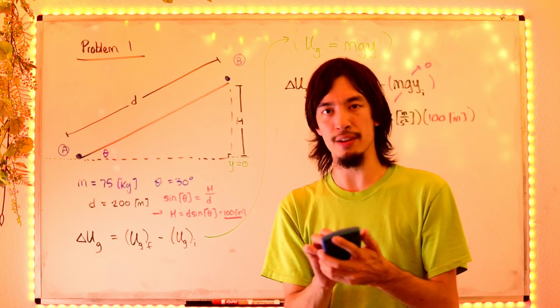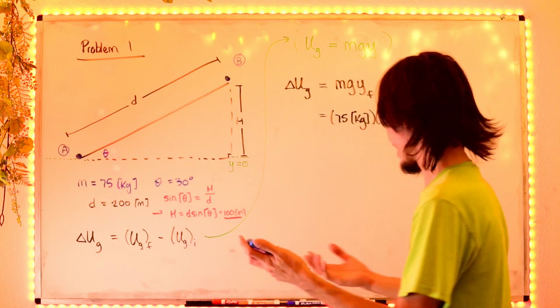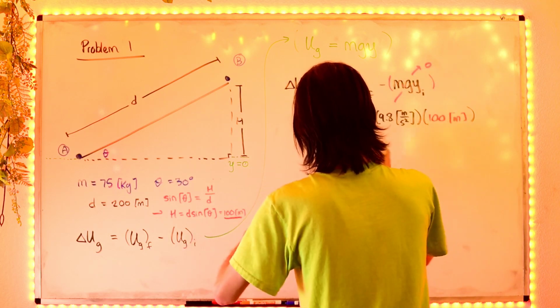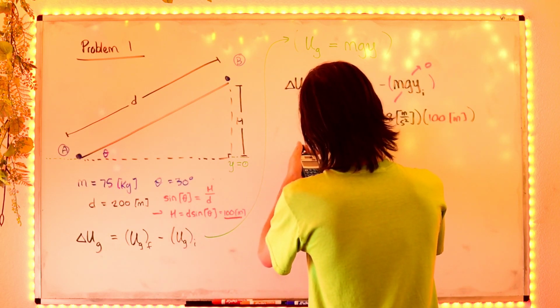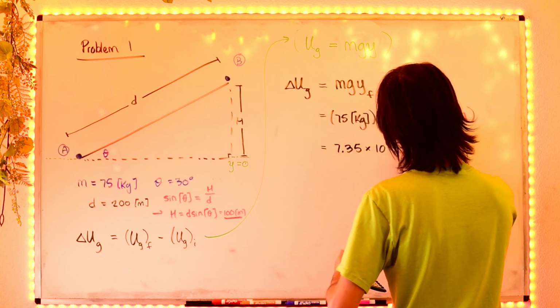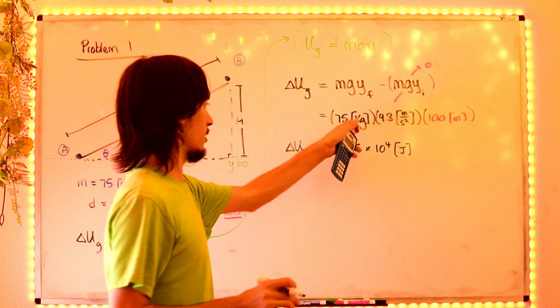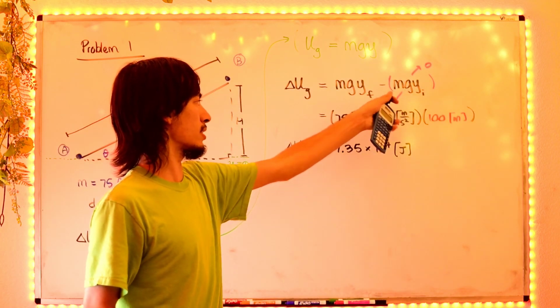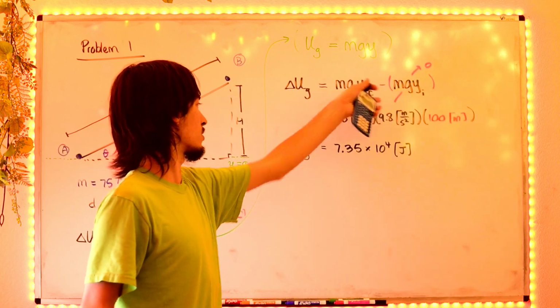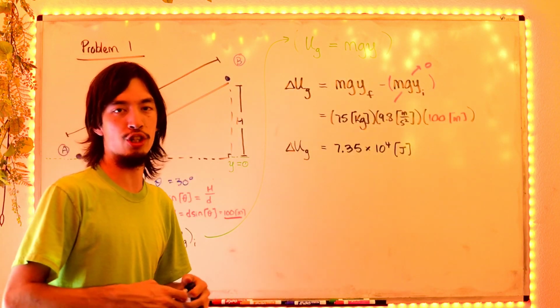Because it's in the tens of thousands, I'm going to write in scientific notation. So I'm going to express it as 7.35 times 10 to the 4th joules. So we have kilogram meters per second squared, that's mass times acceleration, that gives us a force in newtons. Newtons times meters gives you work or energy in joules.